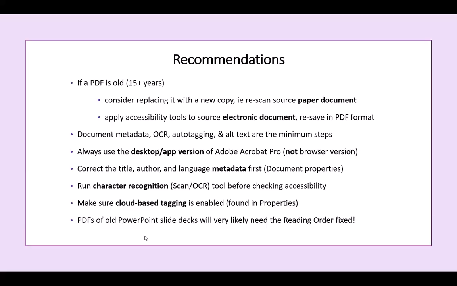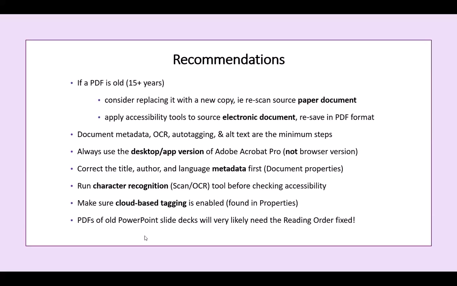All right, so the document metadata, the OCR, the auto tagging, and alt text are the minimum steps to achieve a level of accessibility for machine readability. Always use the desktop or the app version of Pro. The browser version just won't have the same checking options. It definitely does not have the same metadata options.